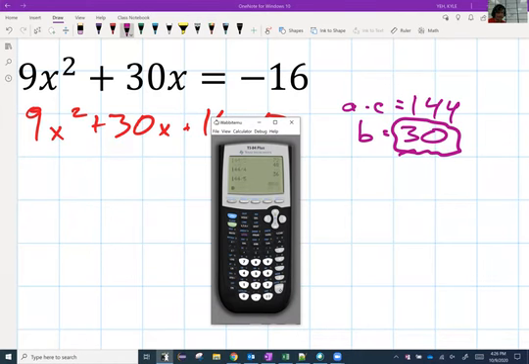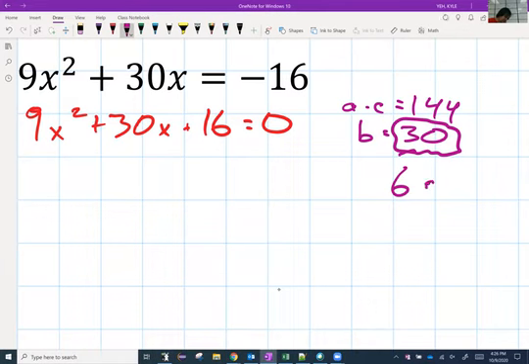144 divided by 5. That doesn't divide evenly, so I'm not really going to look at that. 144 divided by 6. 6 times 24 equals 144. 6 plus 24 equals 30. My two numbers, 6 and 24.